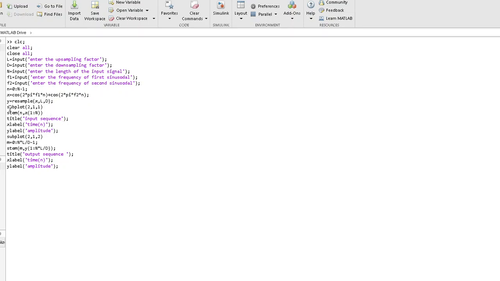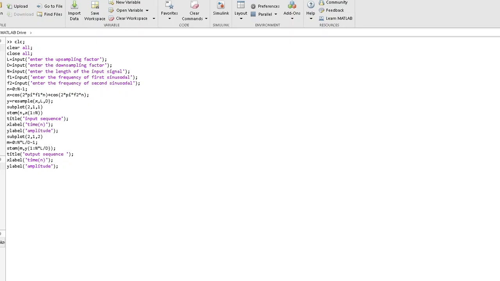For the graph part of the item, subplot first is 2 and 1. The title of this first graph would be the input sequence. The x-axis label is time, and the y-axis label is amplitude. For the second graph, the title would be output sequence. The x-axis label would be time, and the y-axis label would be amplitude.